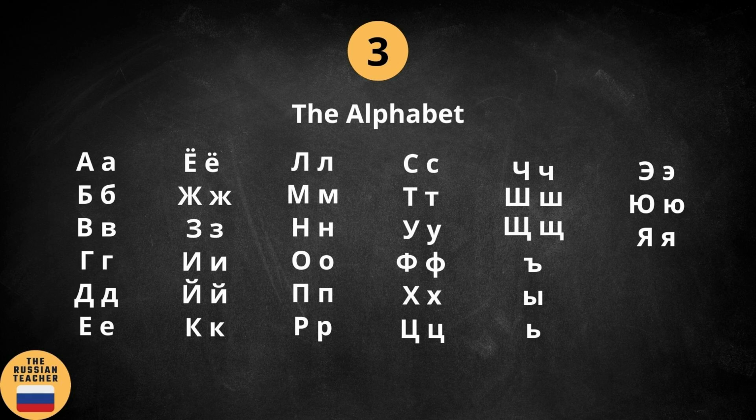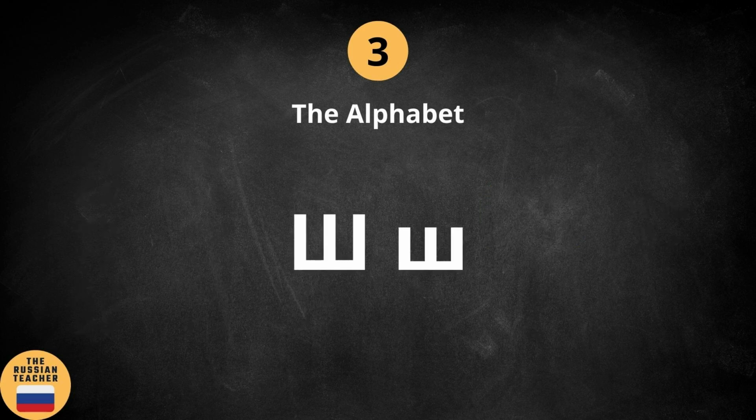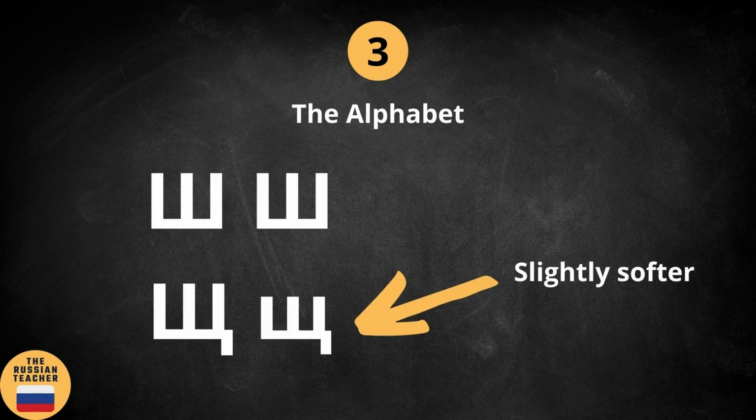Я. I would like to point out that these two sounds are not easy, and foreigners often find it difficult to distinguish between the two, which is completely normal. So do not worry. Practice. Let's see their pronunciation one more time. Ша. Ша. Ща. Ща. Ша. Ща. I think you can hear that the second sound is slightly softer.